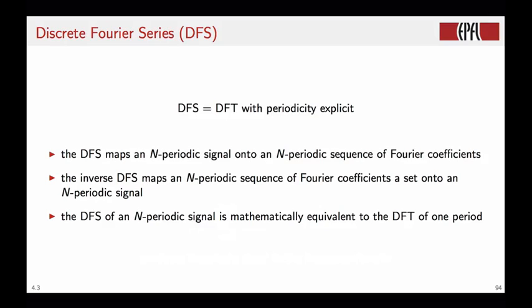Now, when we talk explicitly about the periodicity of the Fourier transform, we prefer to use the term discrete Fourier series, or DFS for short. So the DFS is just a DFT with the periodicity explicit. The DFS maps an N-periodic signal onto an N-periodic sequence of Fourier coefficients. And the inverse DFS maps an N-periodic sequence of Fourier coefficients onto an N-periodic signal. But mathematically, the two are the same. It's just a conceptual difference.